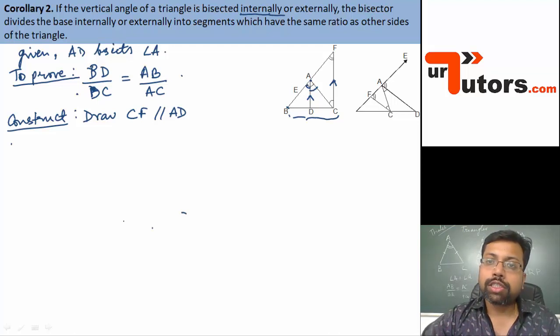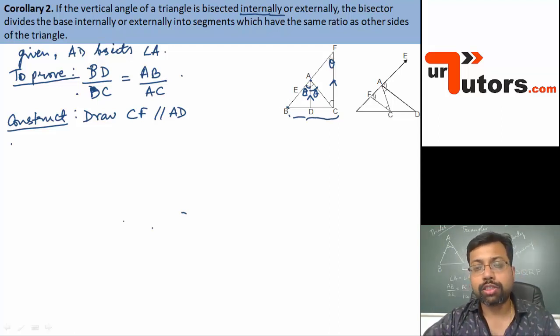Okay, so if this angle is say theta, this angle will be theta by corresponding angle. Okay, and this is theta. This has been divided internally. AD has bisected the angle, so BAD is theta, then angle DAC is also going to be theta.